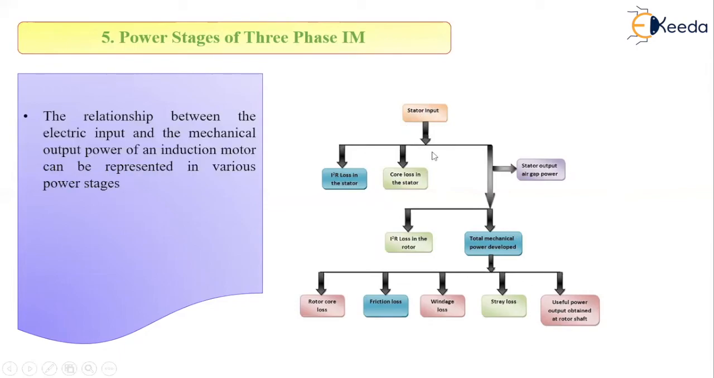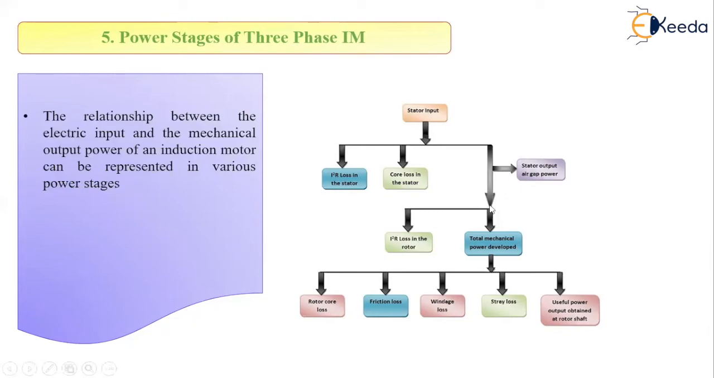If we see here, we are providing input to the stator winding. That is our stator input or the input power. Now in the stator, there are I square R losses, that is the copper loss in the stator, and the core loss of the stator. When we subtract the copper loss and core loss of the stator from the input power, we get the stator output power. The stator output power is also called the air gap power, as we have seen. This output of the stator is then transferred to the rotor, so it acts as the rotor input power.